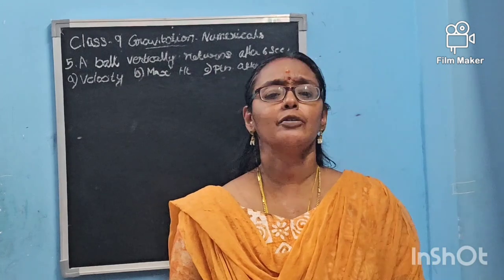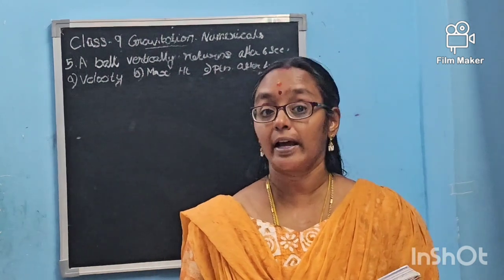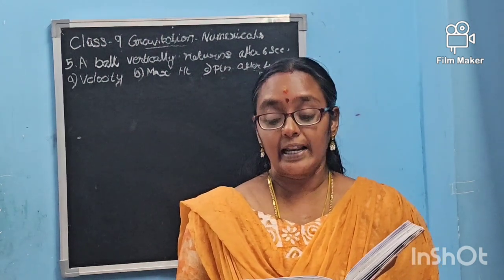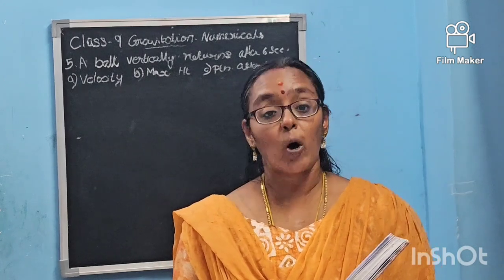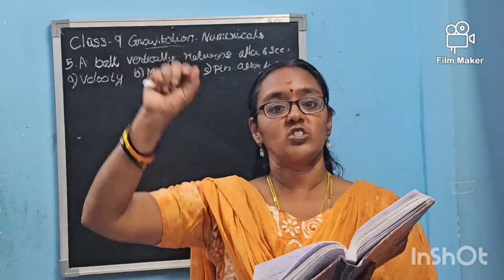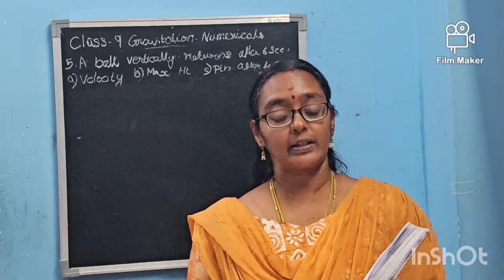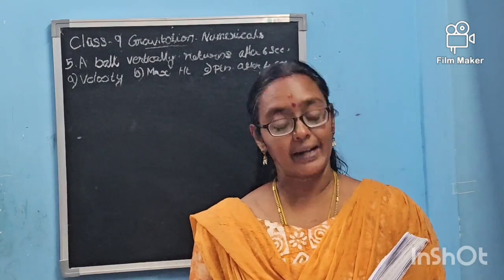Now we are seeing the fifth problem. A ball vertically returns to the thrower after 6 seconds. Find A, velocity with which it is thrown up. B, maximum height which it reached. C, position after 4 seconds. Okay. So what are the important things which we have to underline over here? Vertically returns. The ball is vertically returning. It is returning from the highest point after 6 seconds. Then the important things are we have to find velocity, then maximum height, then position.